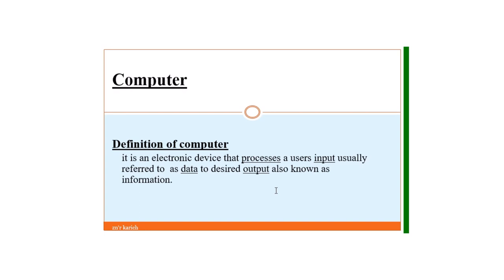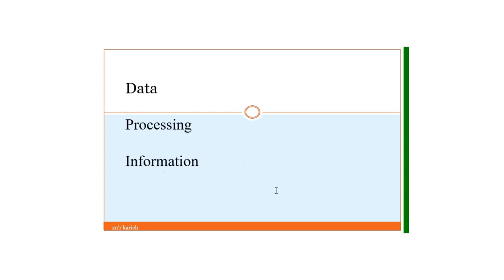In this case, we have three main terms: the process, data, and information. When you speak of data, these are the raw facts that you enter into the computer, and in this case they can be figures of a certain organization, which include things like numbers, symbols, and alphabets.